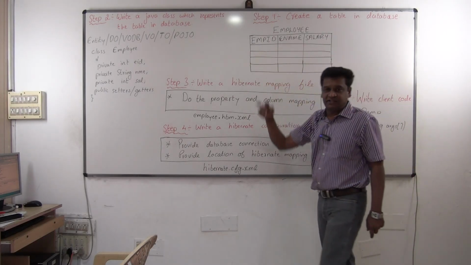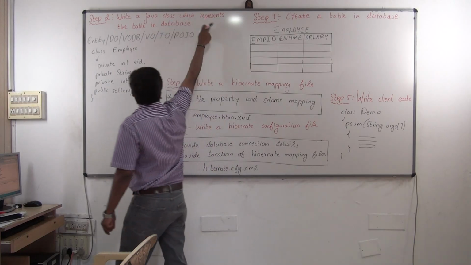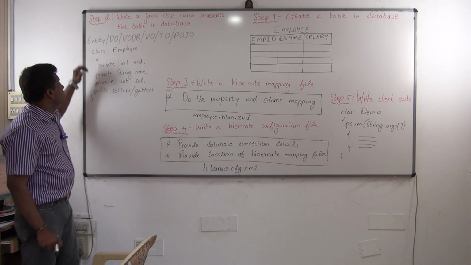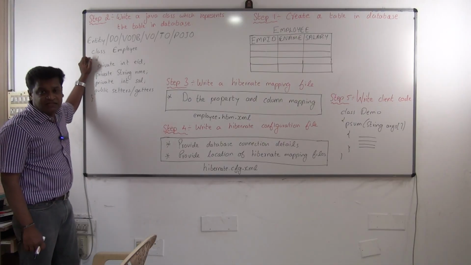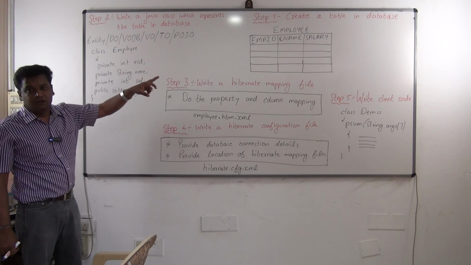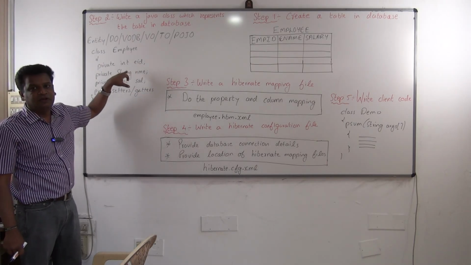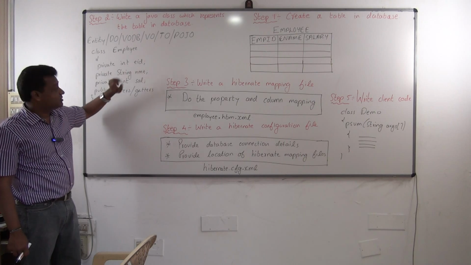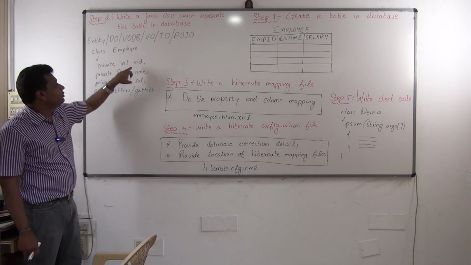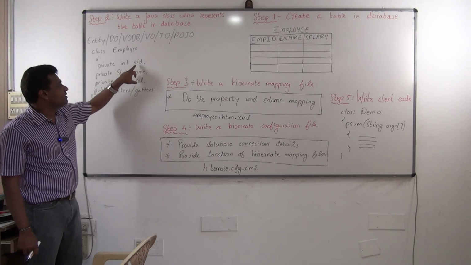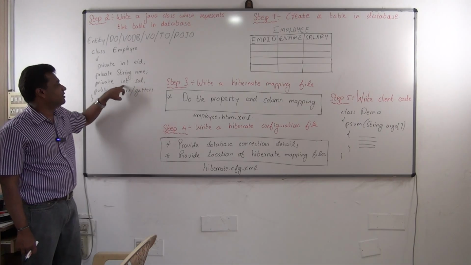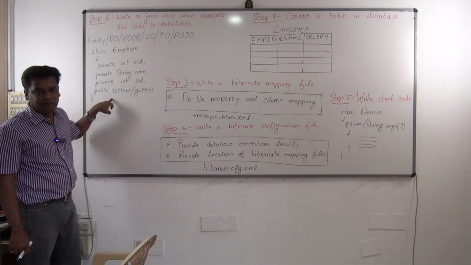Now step number 2. You have to write a Java class which represents the table in the database. Your class will be something like this, class Employee. However many columns you have in your table, that many properties you will have in your Java class. Since there are 3 columns in the table, you will have 3 properties. Look at the 3 properties: EID is of type int, ENAME is of type String, sal is of type int, and you'll have getter and setter methods.